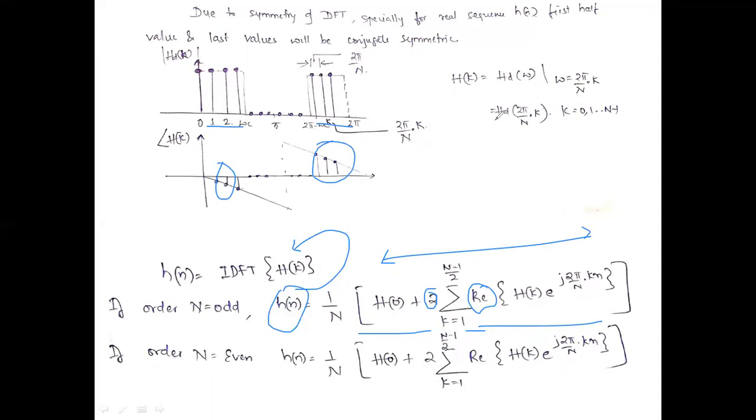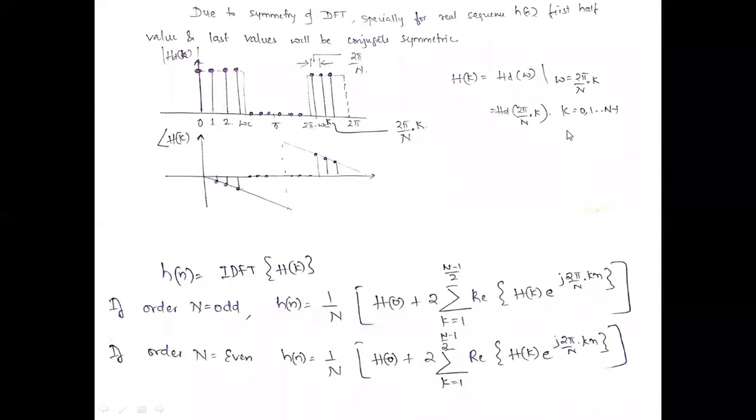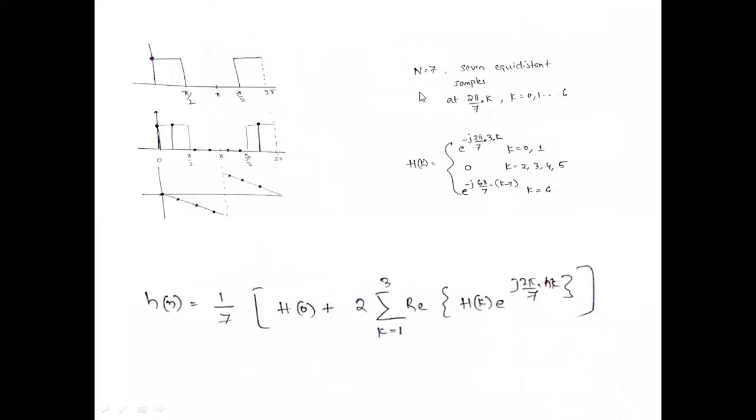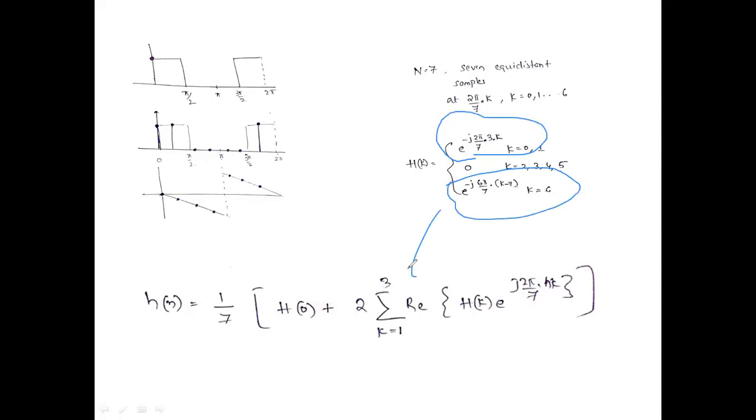Okay, now let us go back to the question that we were solving. Here you can see we took the frequency response and then afterwards we sampled it, and here we are ready with h of k. And now you can see we need not bother about only the first half values. The second half values will be taken care of by the expression.